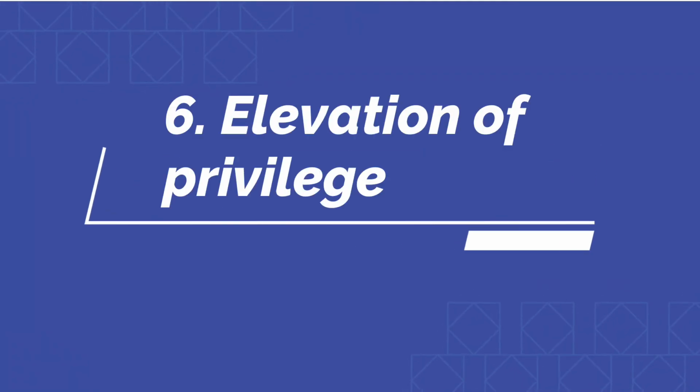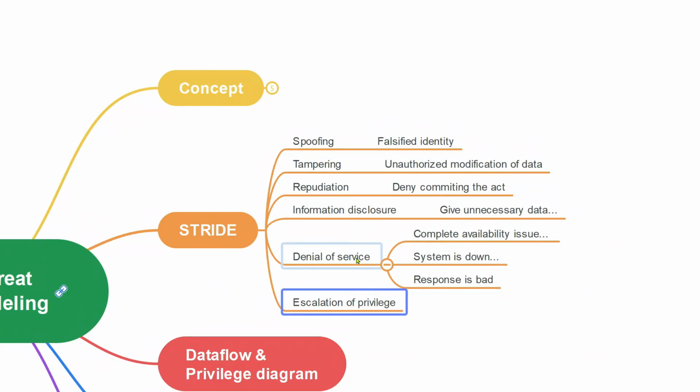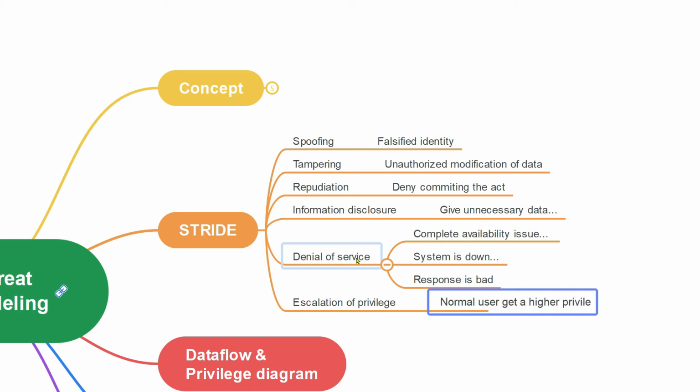Elevation of privilege. This is a type of attack where a normal limited privilege user is able to log in and then able to get a higher privilege or access. This could be due to a coding flaw or how authorization is handled. This is about STRIDE. Now let's see what PASTA is.